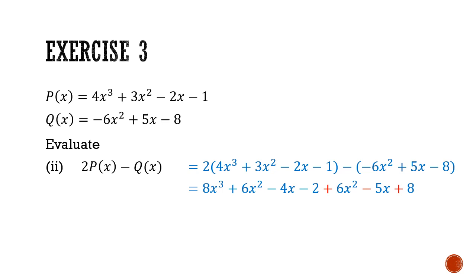Then this becomes polynomial addition. So again, the x cubed term has no counterpart. We'll just add the x squared terms together, so that's 6x squared plus 6x squared giving us 12x squared. The x terms, which is negative 4x plus negative 5x giving us negative 9x. And negative 2 plus 8 gives us positive 6. So that's our final answer.